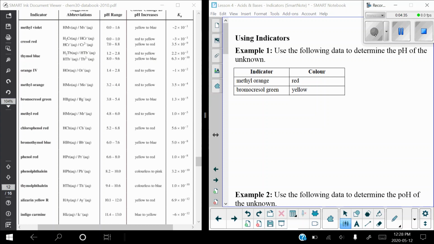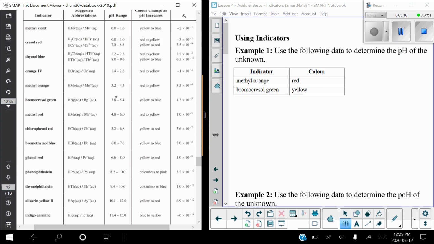When you are given an indicator problem, you'll either get a data set on a table, or you'll be in the lab actually physically seeing the color changes happen yourself. So once you have your data, you're going to go into your data booklet and turn to page 10. The first unknown says, use the following data to determine the pH of the unknown. Lovely. So the first indicator that they've given to me is methyl orange. Methyl orange turned red. So if we look at methyl orange, it's the fifth one down, and read across, the pH range is 3.2 to 4.4.